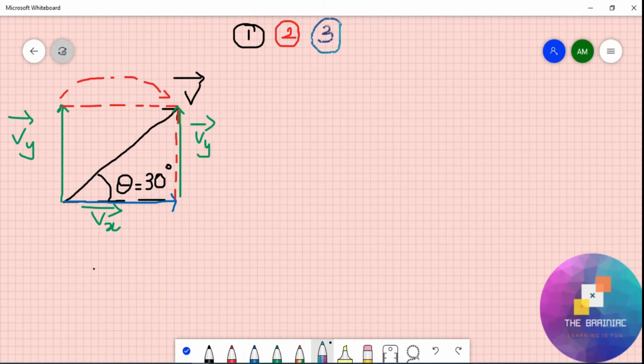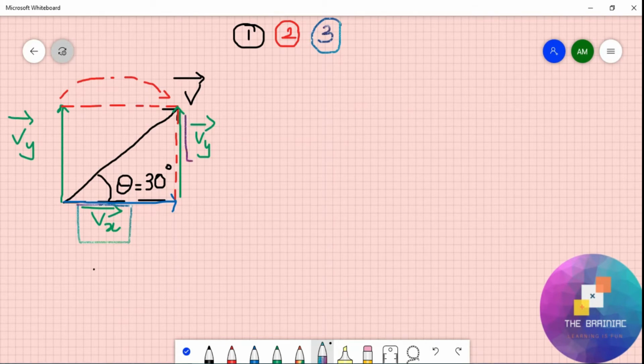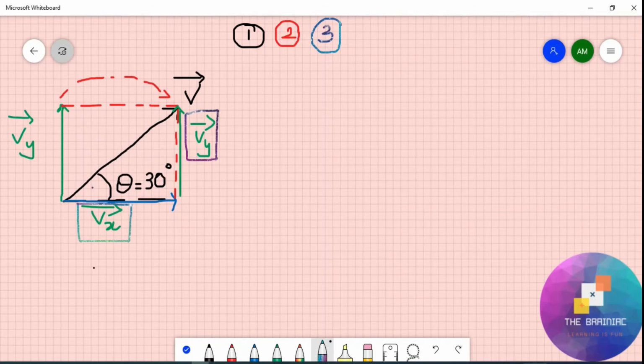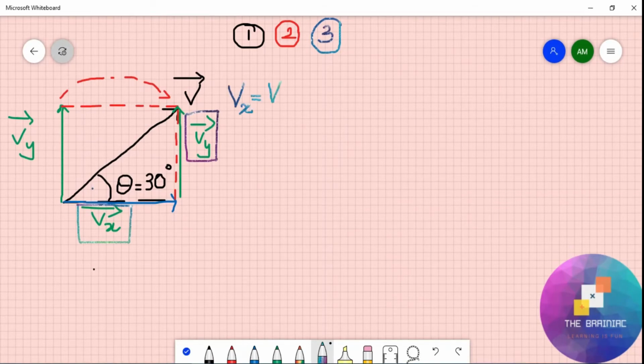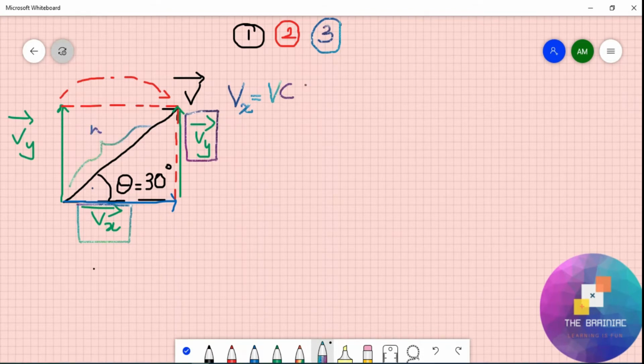If you notice, the vector on the x-axis is on the adjacent side of this angle. The vector on the y-axis is on the opposite side of this angle. So I can write them as follows. Vx would be v into, now this v is the hypotenuse. The hypotenuse is this vector. So the hypotenuse times cos theta. And I can also write the y vector as v times sine theta.